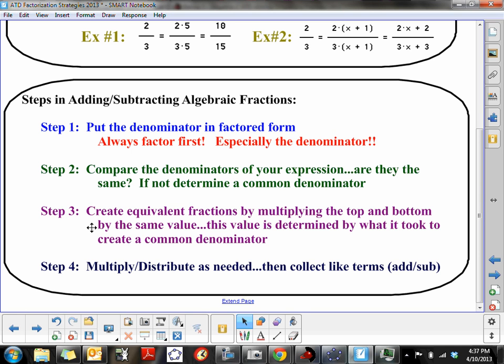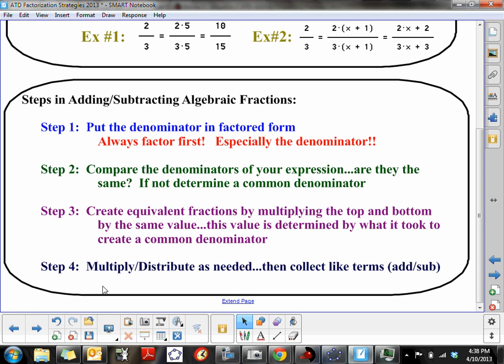In step 3, once you figure out what the common denominator is going to be, you're going to have to create equivalent fractions like I demonstrated in example 1 and example 2. To create those equivalent fractions, multiply the top and the bottom by the same value. Now this value will be determined by whatever you need to use to get your common denominator. So this is really more or less going to be determined by what you did in step 2. You identify your common denominator, and then you're going to have to create equivalent fractions.